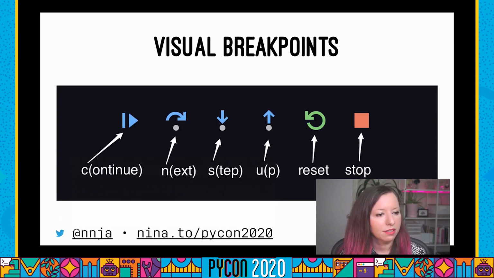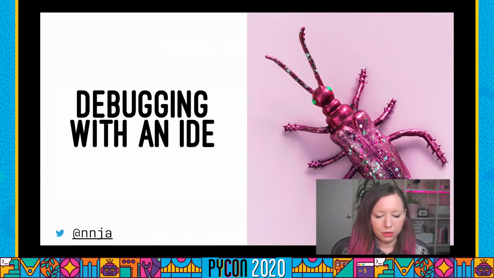Now, visual breakpoints kind of match a lot of the concepts that we were talking about earlier. This is what the icons look like. The little play is continue. The arrow that jumps over is next. The down arrow is step up. The up arrow is go up, and that's within the stack of execution. We have an option to reset and then stopping the debugger.